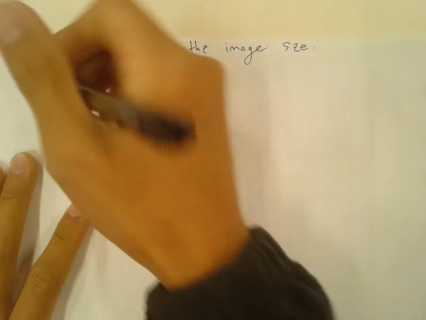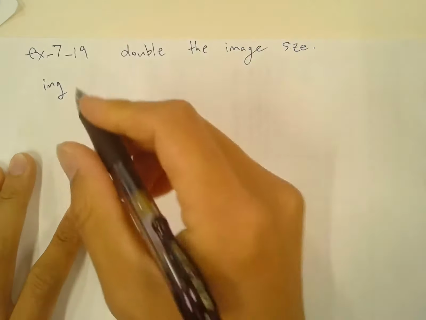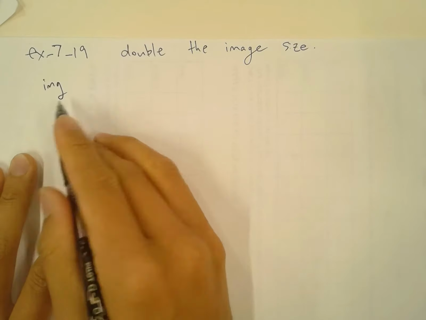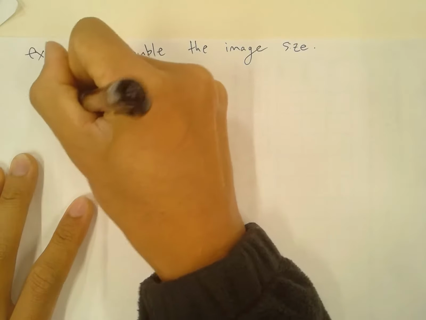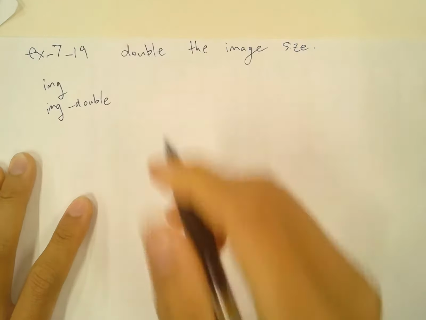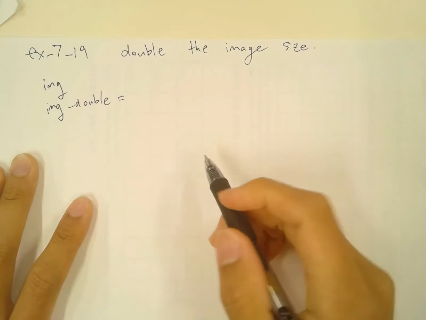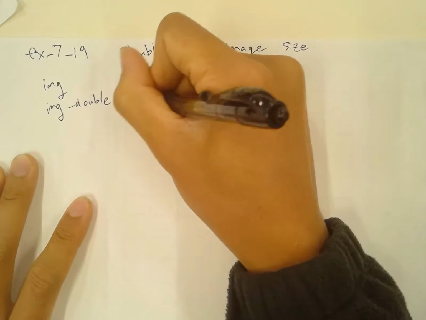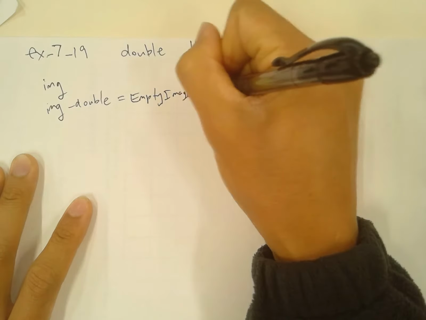The first thing is that you have the original image in a variable called img. The first thing you want to do is make a second image. Maybe you can call it image_double, and you want to make it twice the size of img. If you look through the chapter, you can see that there's a function called empty image, and you're going to use that.